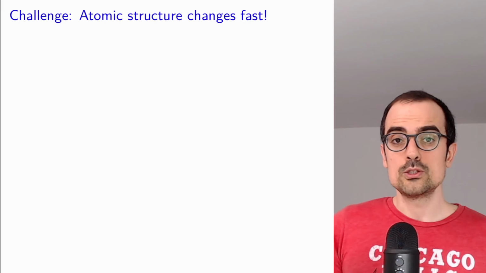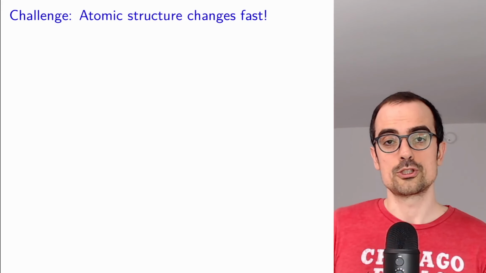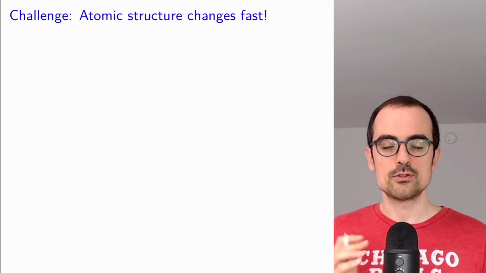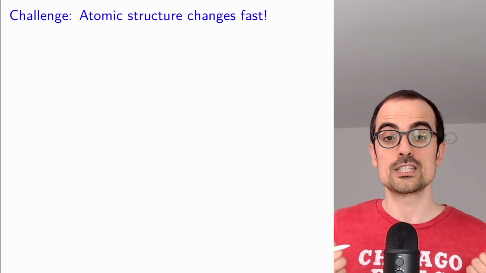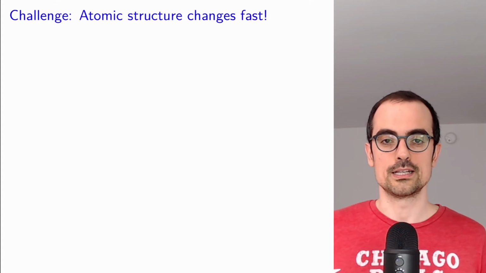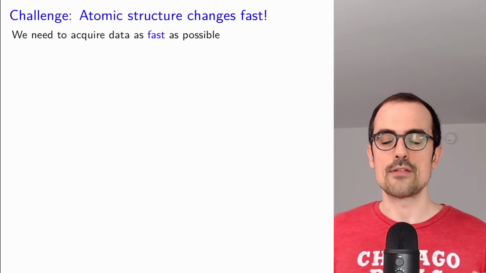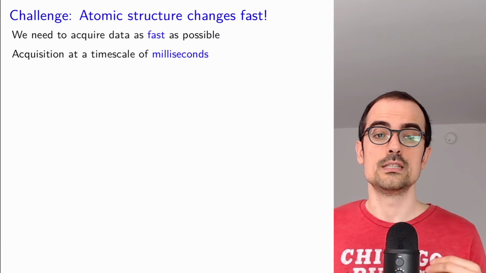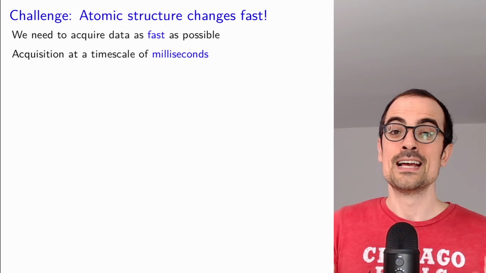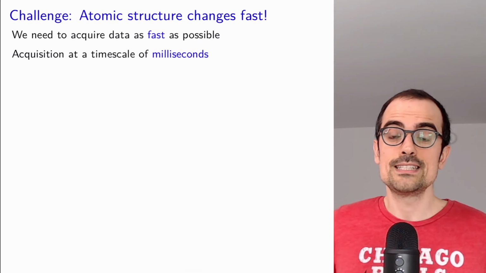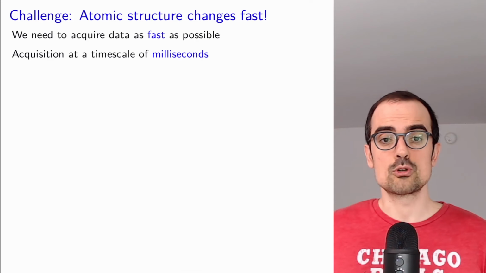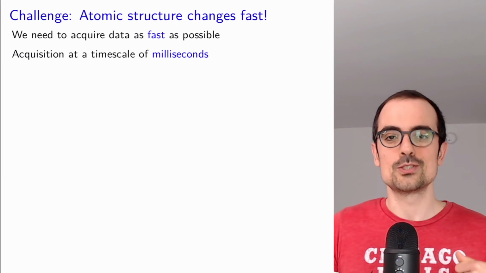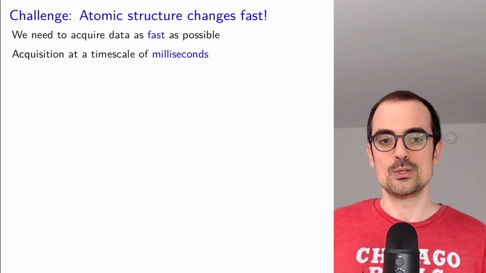The problem is that if we want to use this technology to observe the changes in the atomic structure of the catalytic nanoparticles, we have to gather data very, very fast because the atomic structure changes very quickly on very short time scales. So we want to gather the data as fast as possible. New, relatively recent electron microscopy sensors enable us to acquire data at the timescale of milliseconds, which is very exciting because this could potentially enable us to observe new dynamics.